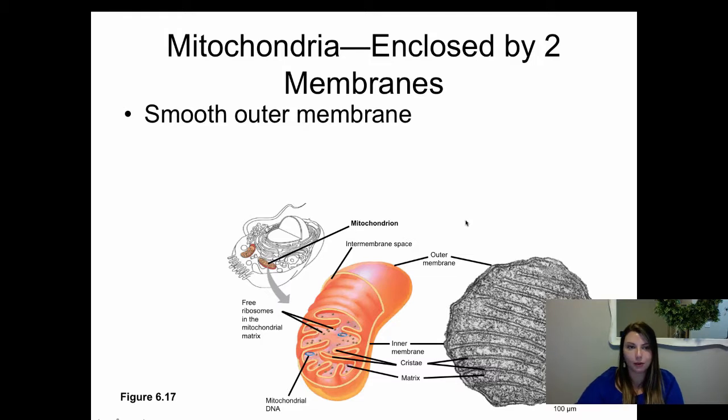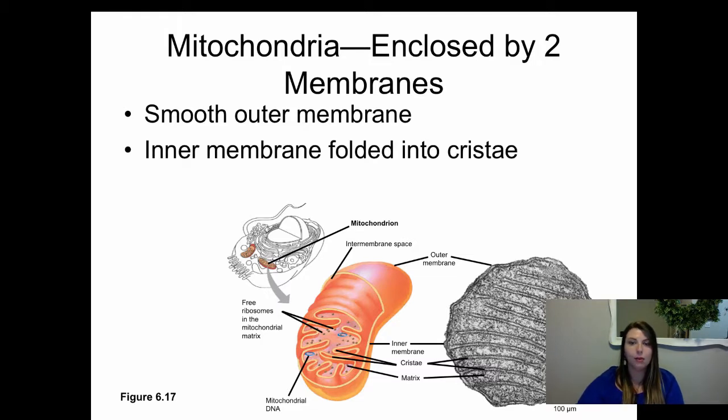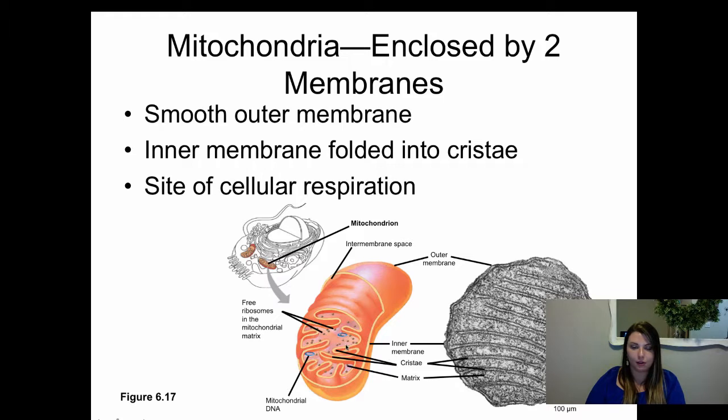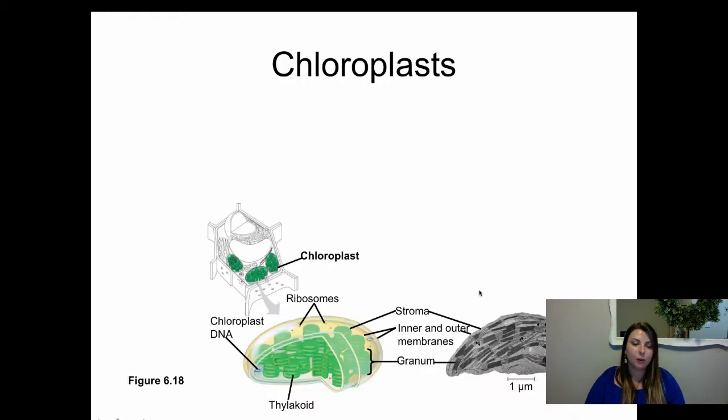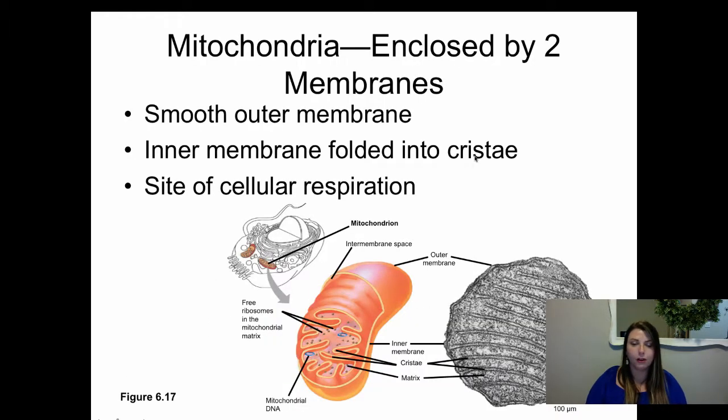It has a smooth outer layer, and then it has an inner membrane that's folded into cristae, and you can see the cristae right here, and you can also see them over here in this slide. The cristae is where we have cellular respiration, and with cellular respiration, don't actually think of breathing. Cellular respiration is how, when we break down food and break the bonds of those macromolecules that we've taken in, the energy of those bonds will be used to make more ATP.